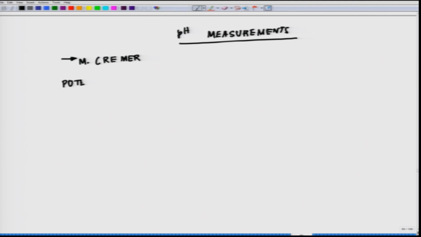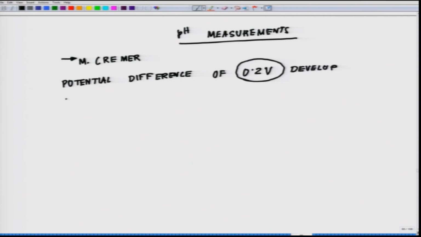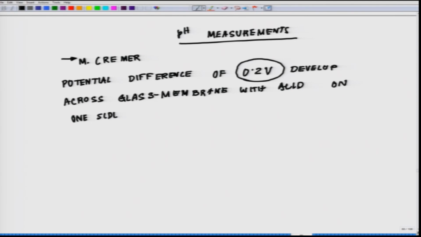So, this is the important part. A potential difference of 0.2 volt developed across a glass membrane with acid on one side and neutral solution on the other side.